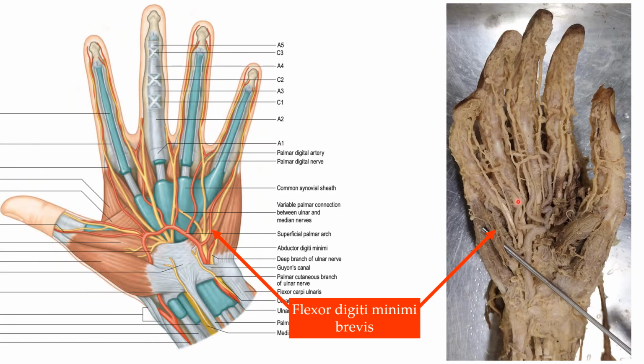Now, this illustration shows you the placement of flexor digiti minimi in the hand. This muscle is flexor digiti minimi brevis, the laterally placed muscle in the hypothenar group, and this medially placed muscle is abductor digiti minimi. Now let us see the same thing in the cadaveric specimen. This muscle is flexor digiti minimi brevis, and this medially placed muscle is abductor digiti minimi.